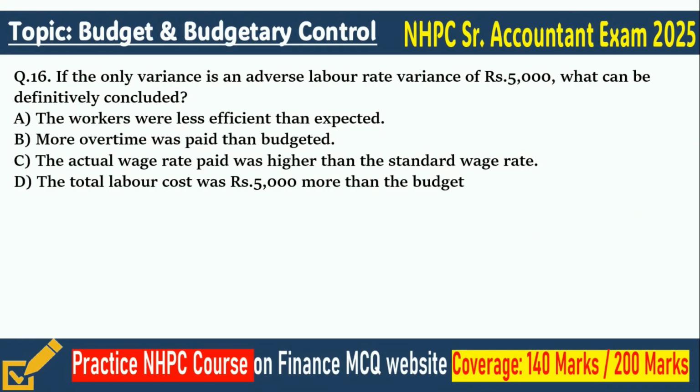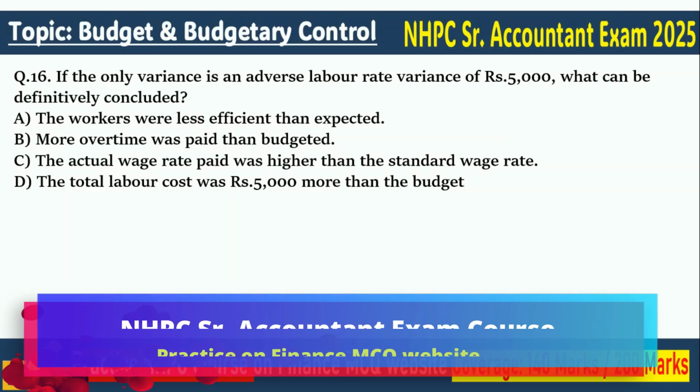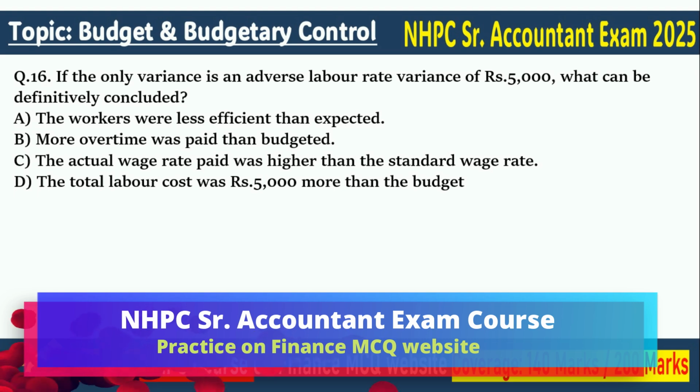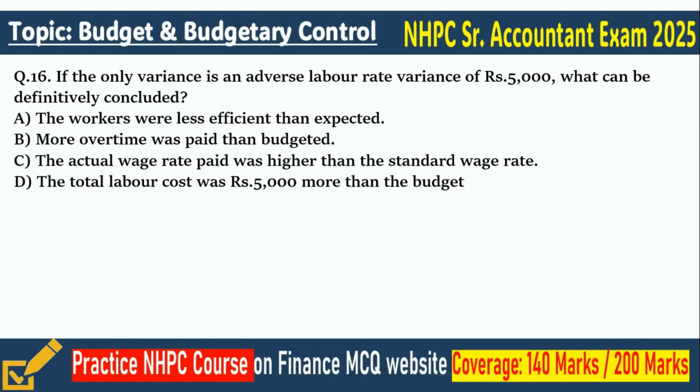Moving on, friends, next question. If the only variance is an adverse labor rate variance of rupees 5,000, what can be definitely concluded? Option A, the workers were less efficient than expected. Option B, more overtime was paid than budgeted. Option C, the actual wage rate paid was higher than the standard wage rate. Option D, the total labor cost was rupees 5,000 more than the budget.